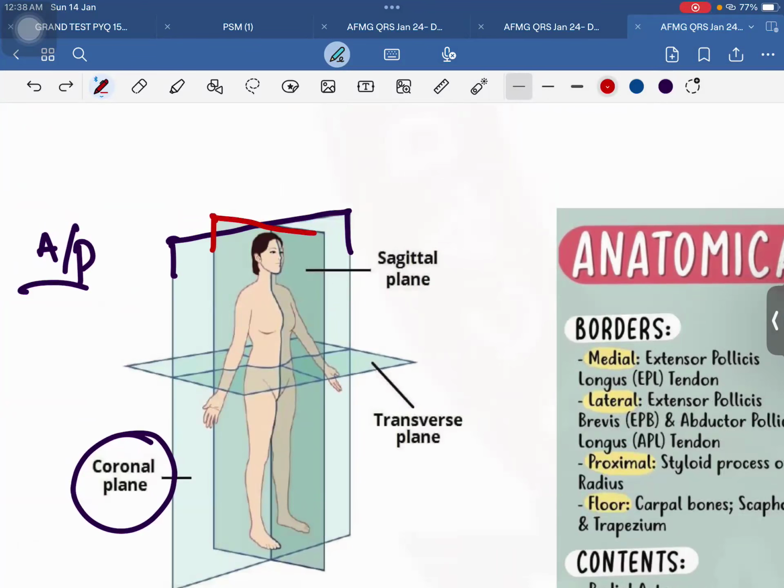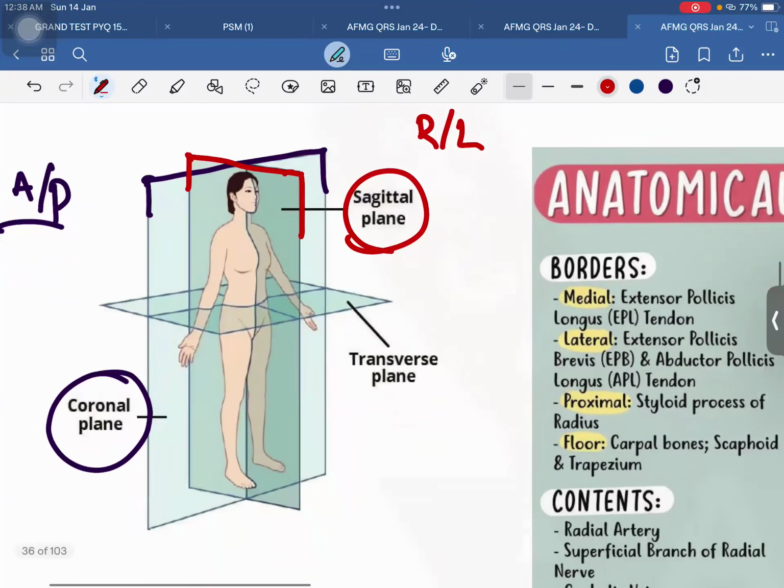This plane is going to divide the body into the right and the left half. The plane that divides the body into the right and the left half is known as the sagittal plane. Please remember that. It is known as the sagittal plane.